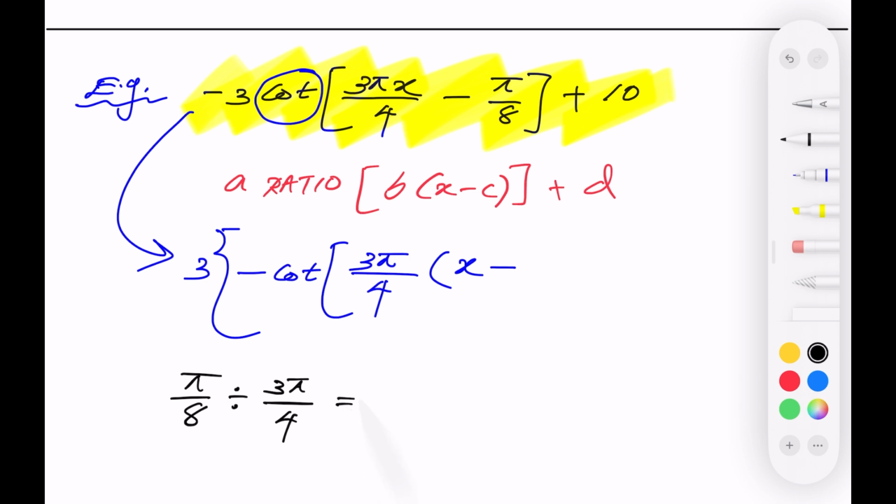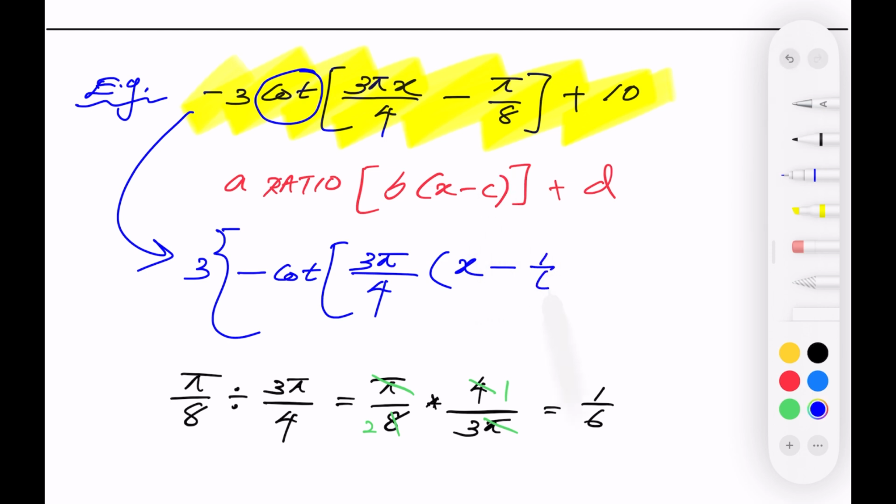When I simplify this, this is going to be equal to pi over 8 times 4 over 3 pi. We can nicely simplify that. The pi's will be cancelled. 4 times 1, 4 times 2. This simplifies to be equal to 1/6. Therefore, the c that should appear right here is equal to 1/6. Close parenthesis, close brackets, close big curly brackets, plus d.